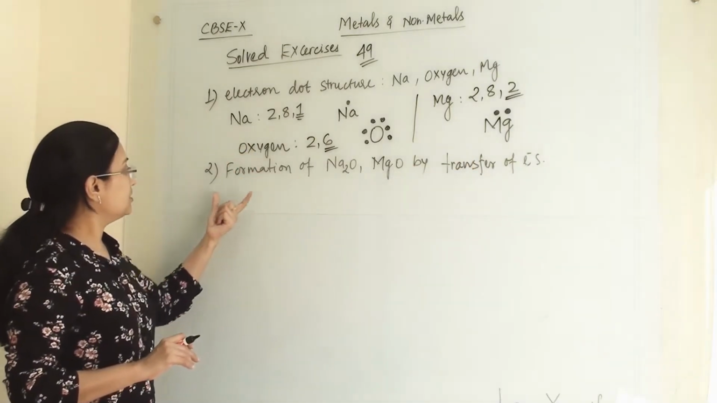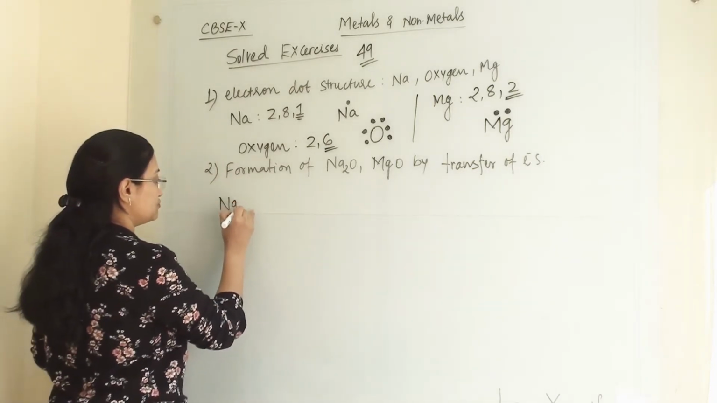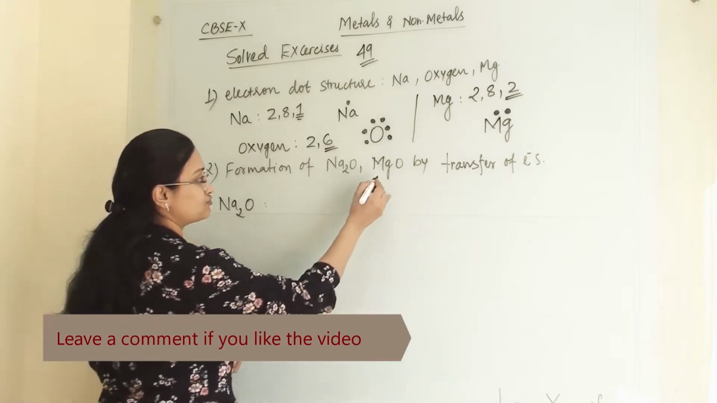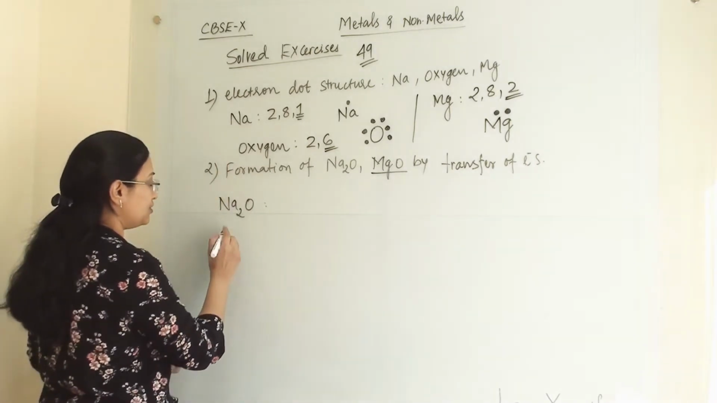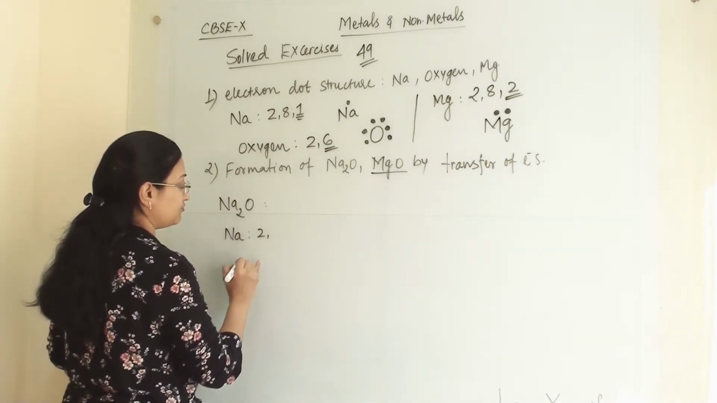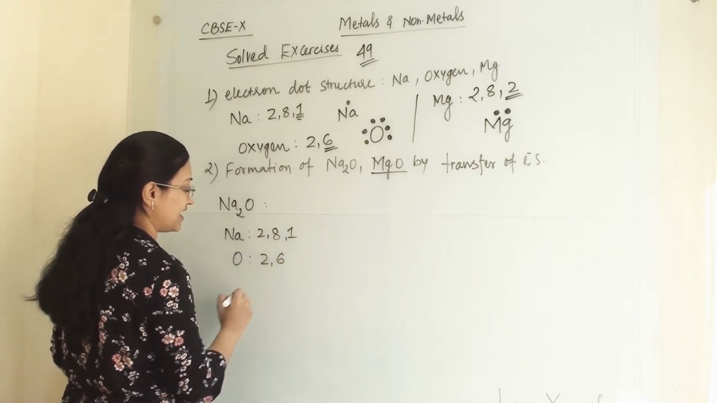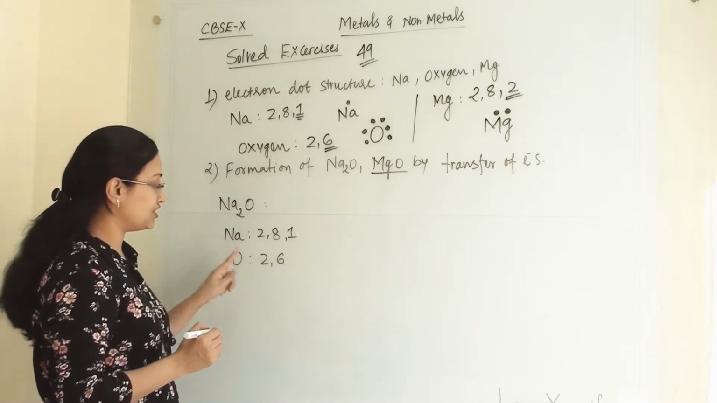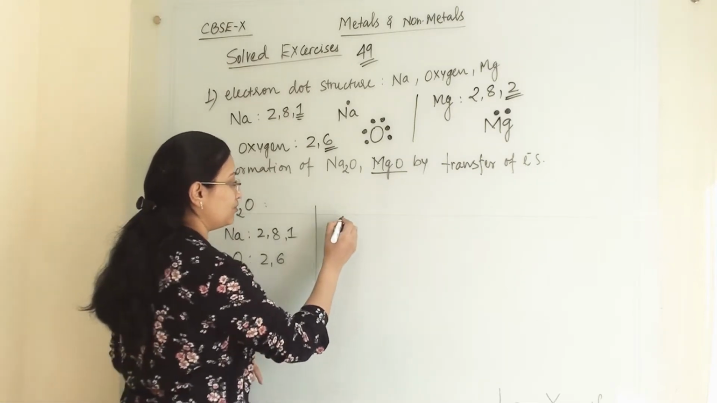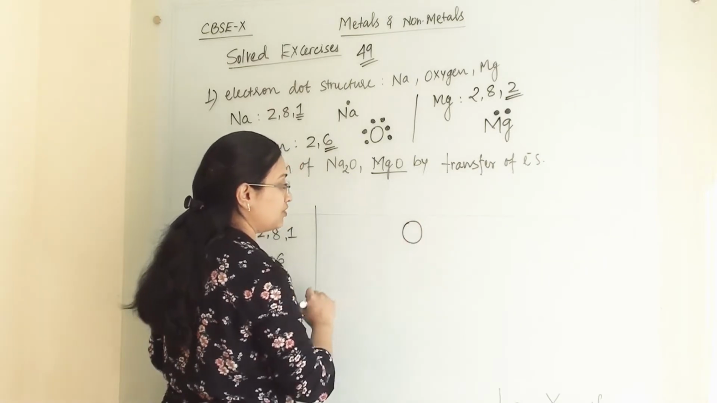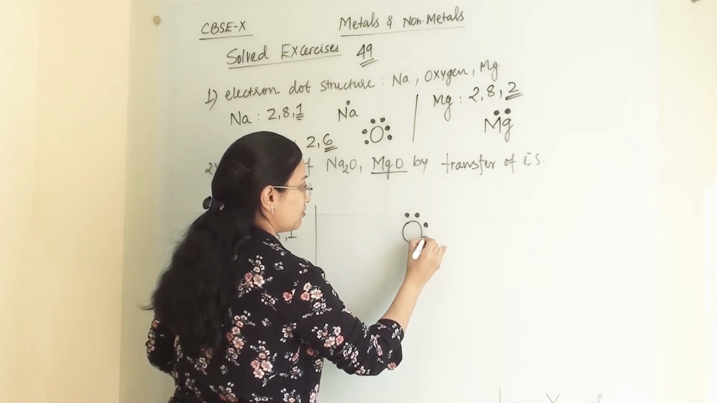Now in the second question we have to show the formation of Na2O, that is sodium oxide, and then we have to show the magnesium oxide structure by transfer of electrons. We know here that sodium's electronic configuration is 2,8,1 whereas oxygen's electronic configuration is 2,6. So we require 2 sodium to complete the octet of oxygen. So this is how we are going to represent it. In between we will put oxygen and we are showing 6 electrons of oxygen.